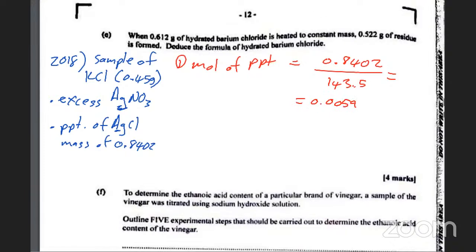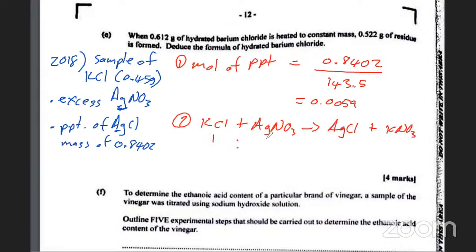So step 1, work out the moles of precipitate. Step 2, your equation. In this case, it is KCl with silver nitrate, I'm going to get silver chloride and potassium nitrate. 1-to-1 mole ratio between silver nitrate and potassium nitrate, sorry.